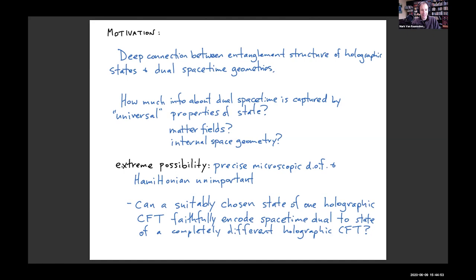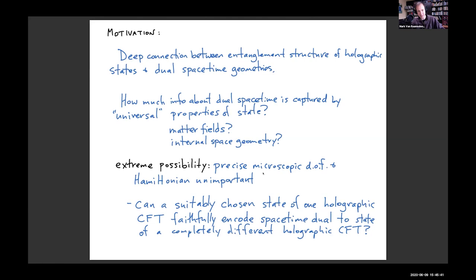The talk today is motivated by exploring an extreme possibility, which is that maybe the precise microscopic degrees of freedom that we're using to describe our quantum gravity theory are kind of unimportant. And the actual Hamiltonian that we're using is kind of unimportant. Maybe if we want to describe some gravitational physics that we would usually describe using one holographic CFT, we could actually use some other holographic CFT. And if we just put that in the right quantum state with the right kind of universal properties, then we can also describe the same space-time in all its details, including all the fields.